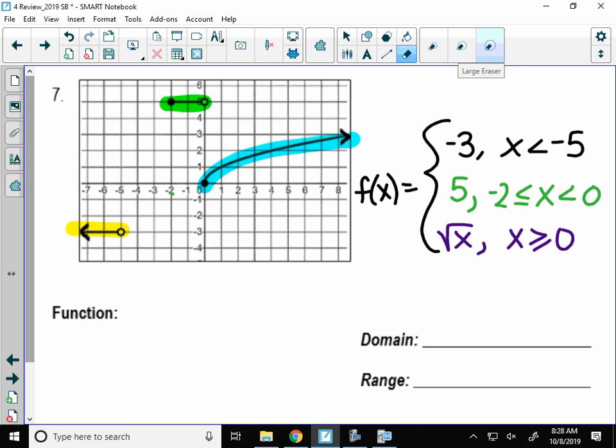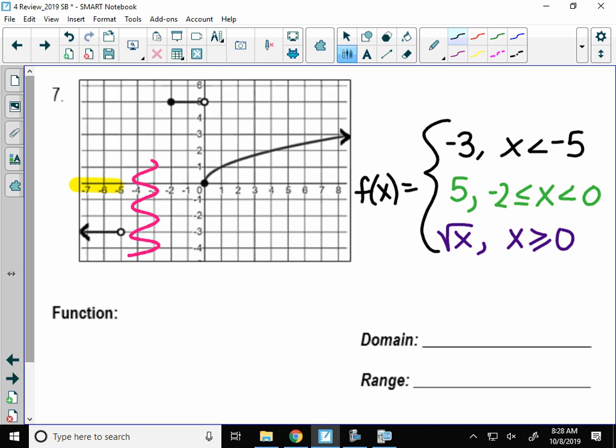All right, let's do our domain and range. If I start on the left, I have an arrow. I'm connecting here to negative 5. And I don't have anything else. See how there's kind of a gap here? There's no x's. So my first part of my domain is just from negative infinity to negative 5.